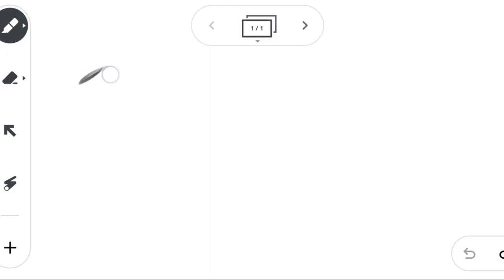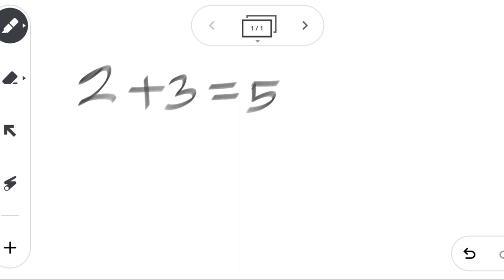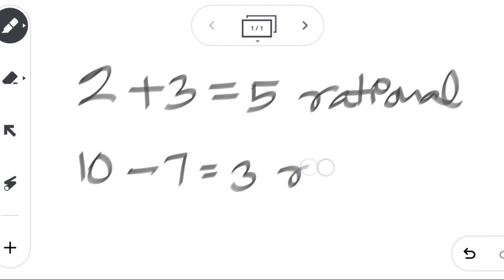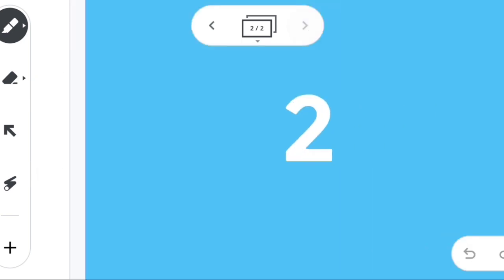For example, two rational numbers 2 and 3. What is 2 plus 3? We have 2 plus 3 equal to 5. We know that 5 is a rational number. Another example, consider the rational numbers 10 and 7. Find the difference. What is 10 minus 7? 10 minus 7 equal to 3. 3 is also a rational number.